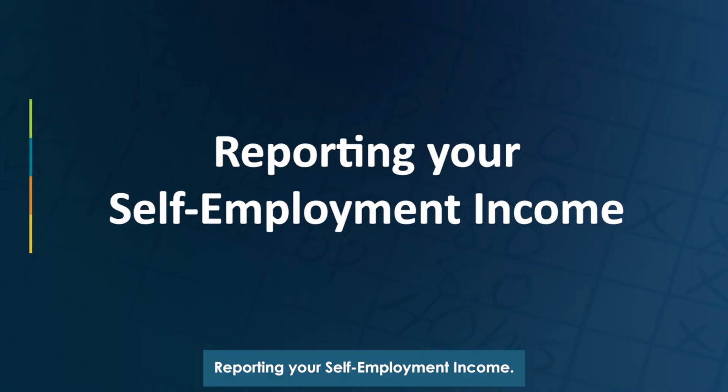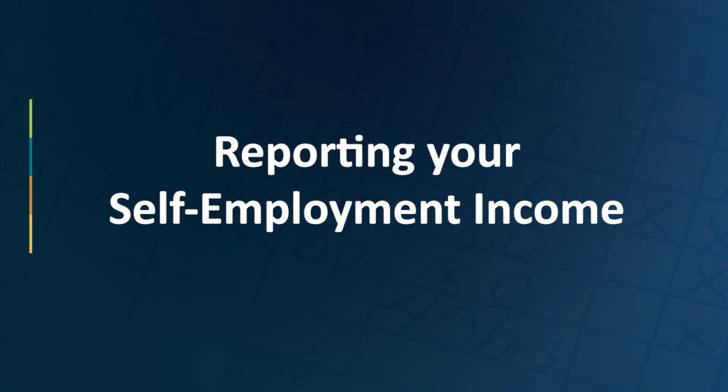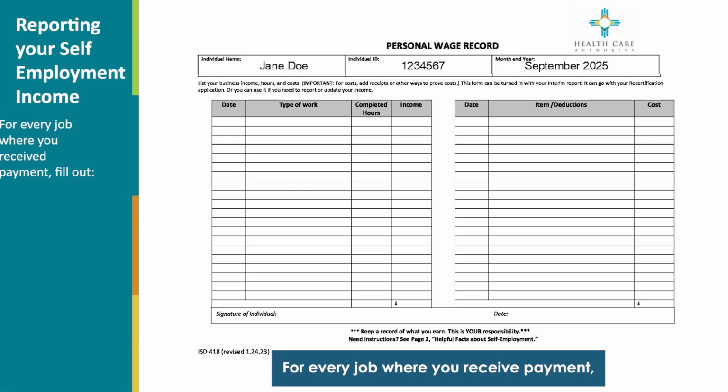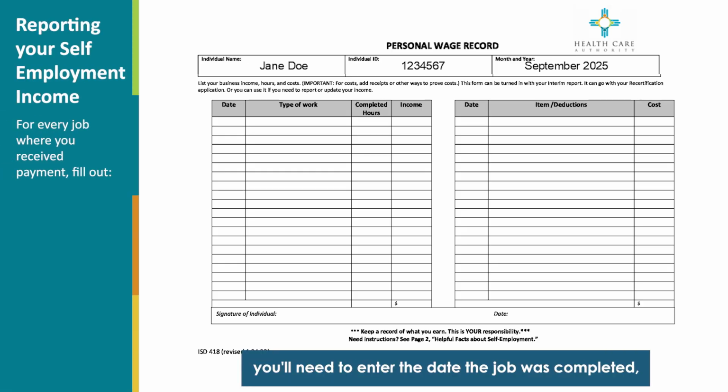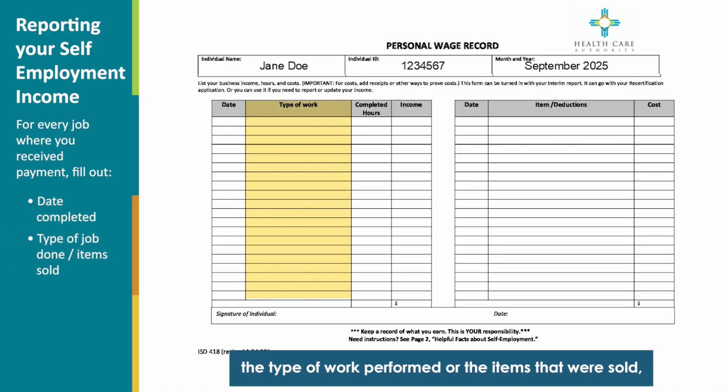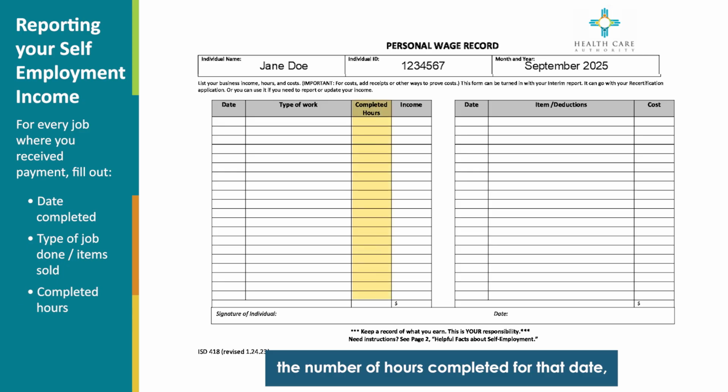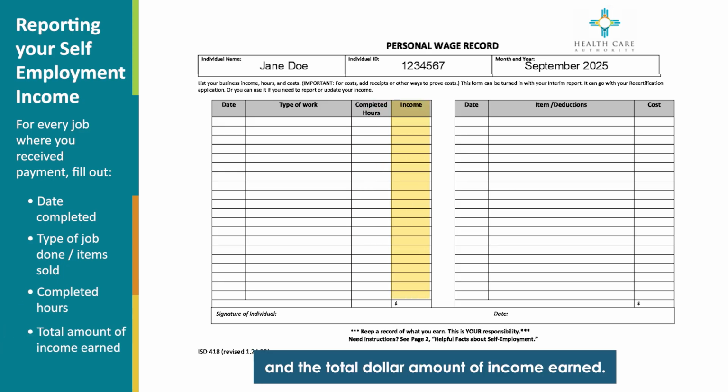Reporting your self-employment income. For every job where you receive payment, you'll need to enter the date the job was completed, the type of work performed or the items that were sold, the number of hours completed for that date, and the total dollar amount of income earned.